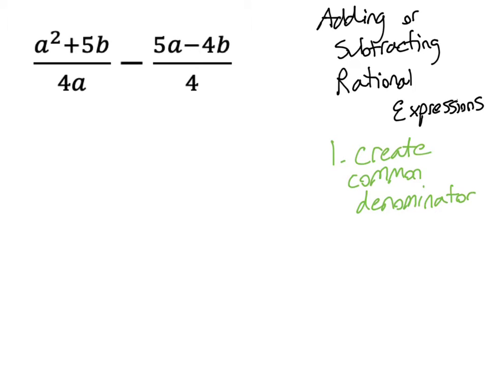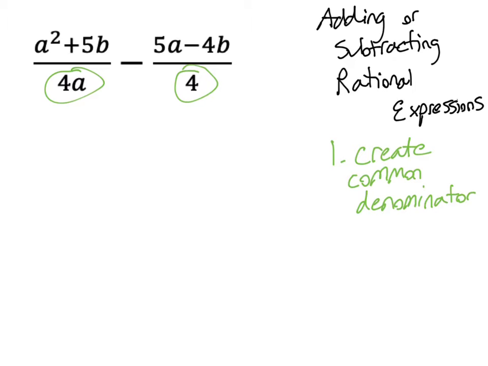Hey there, in this video we're going to look at adding and subtracting rational expressions, which are fractions that may also include variables and polynomials in them. So before we can do anything with this subtraction symbol here, we need to create a common denominator. We want the bottoms of these fractions to match up. Well, how do we create that common denominator?